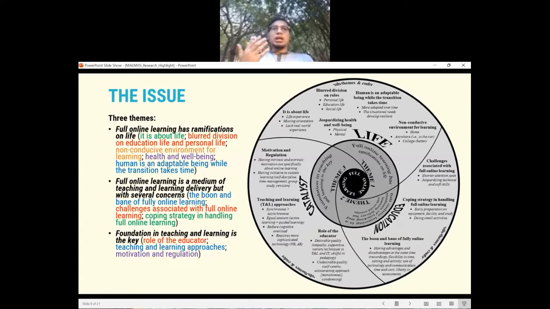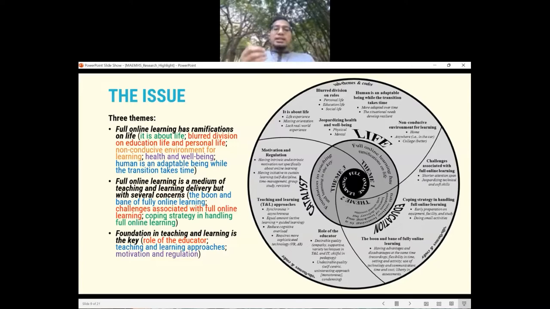During COVID-19, we know that full online learning has an impact on life. Study is not just about education. It's not a separate thing. Actually, it's part of life. So during COVID-19, it blurred the division between education and personal life. It means that when you learn online, at the same time you are actually a child at the house, and a sister at the house. So you also need to fulfill your role in that aspect.